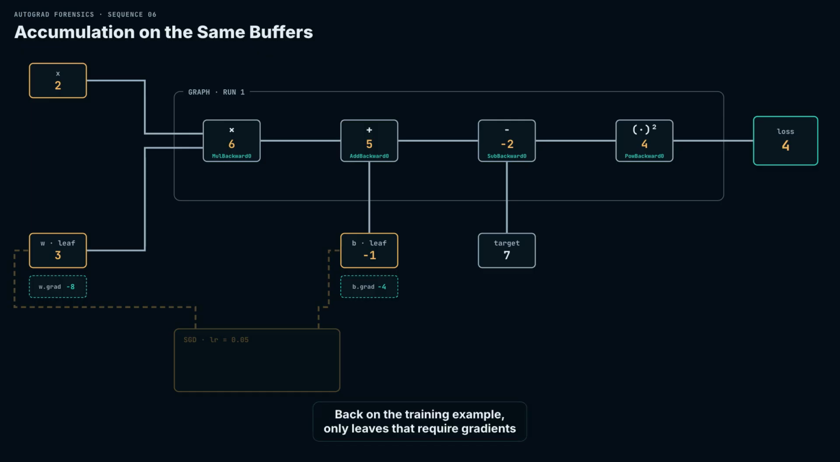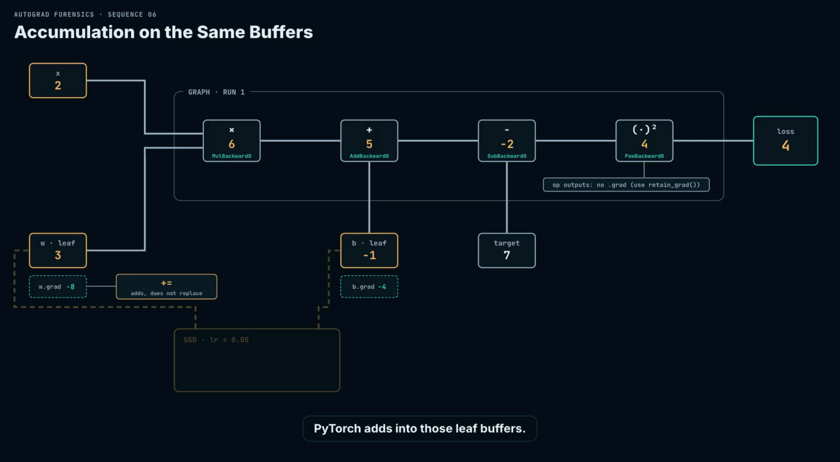Back on the training example. Only leaves that require gradients get .grad by default. Intermediate gradients are working values and reach a .grad field only when retain_grad is called. PyTorch adds into those leaf buffers. It does not replace them.